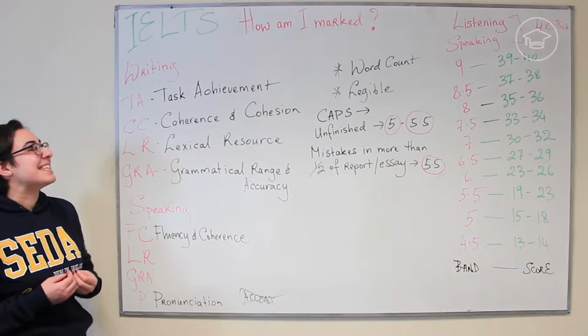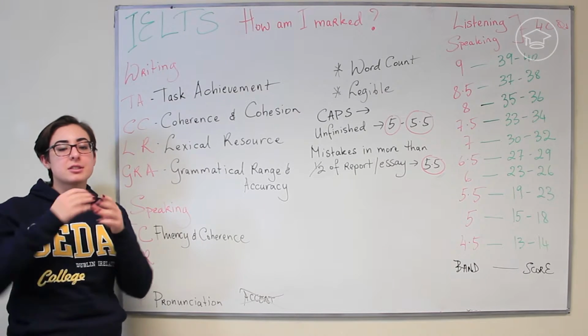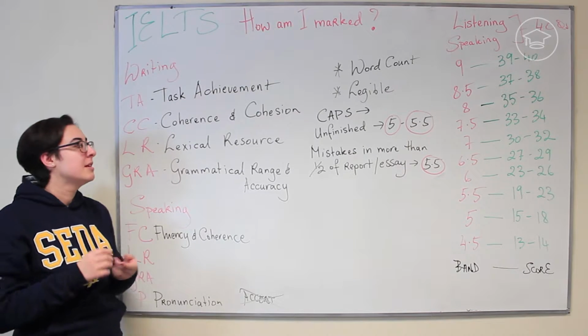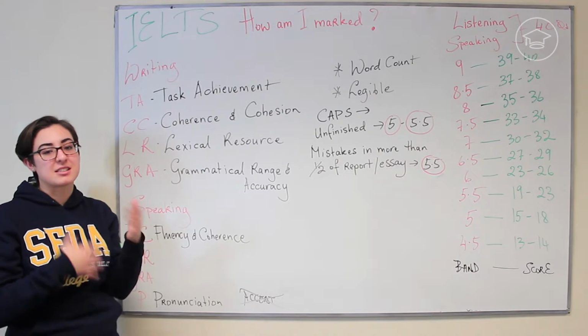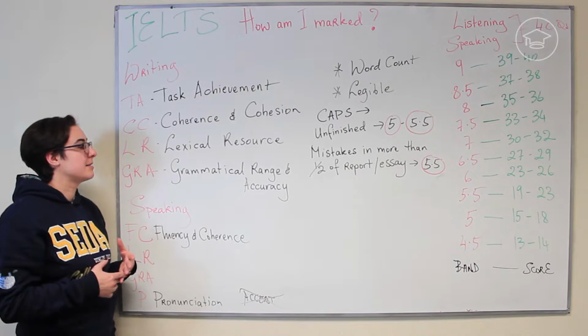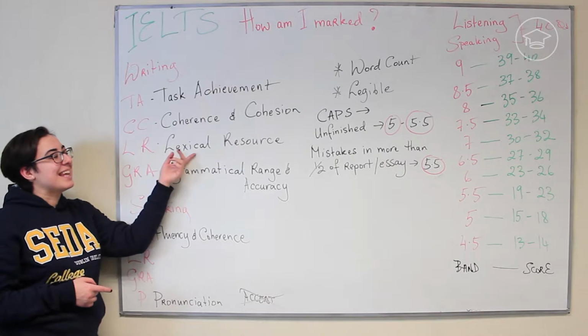The next one is CC, coherence and cohesion. Coherence means is it easy to understand, and cohesion means the way it sticks together. So do you use linkers, do you use paragraphs? Is your answer easy to read and easy to understand?